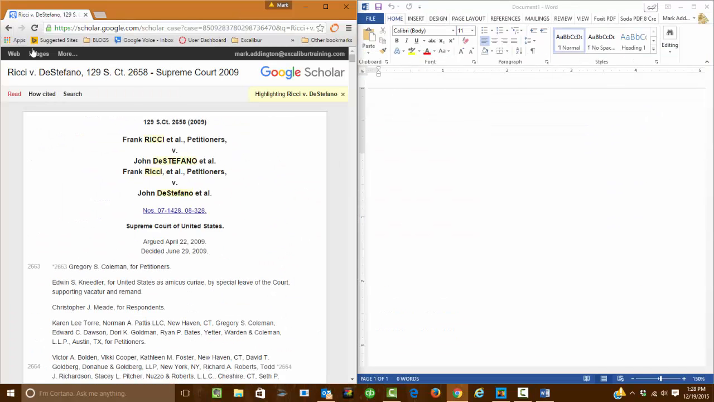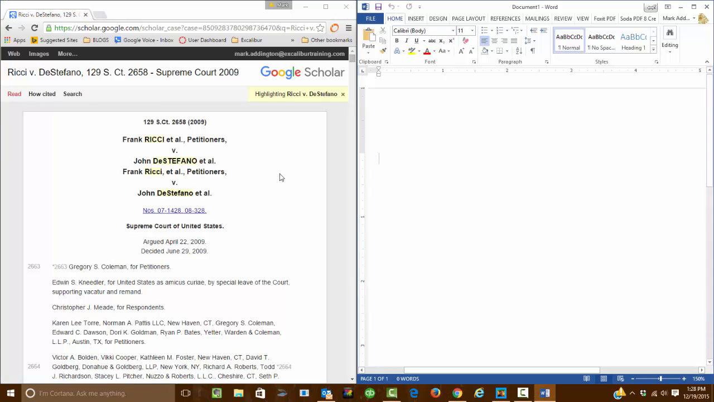And I want to show you the idea also of citation. If you're going to cite this particular case, the way you would cite it is you would underline the style of the case, which is Ricci v. DeStefano, and then put a comma and then the citation. Now the citation tells the user where to find this particular case. And this is the citation, 129 Supreme Court 2658.